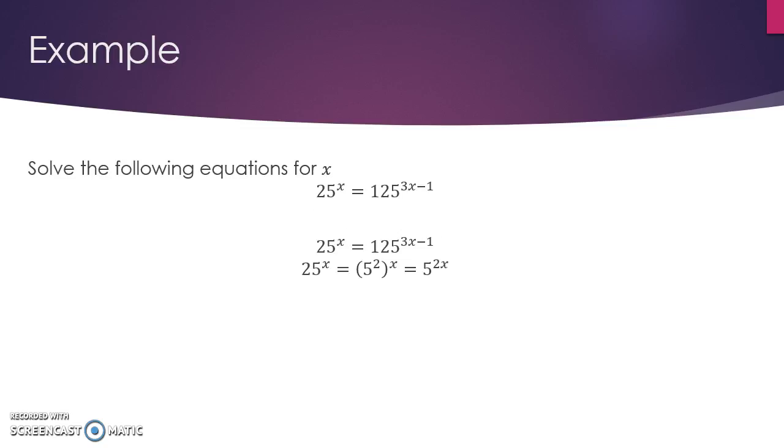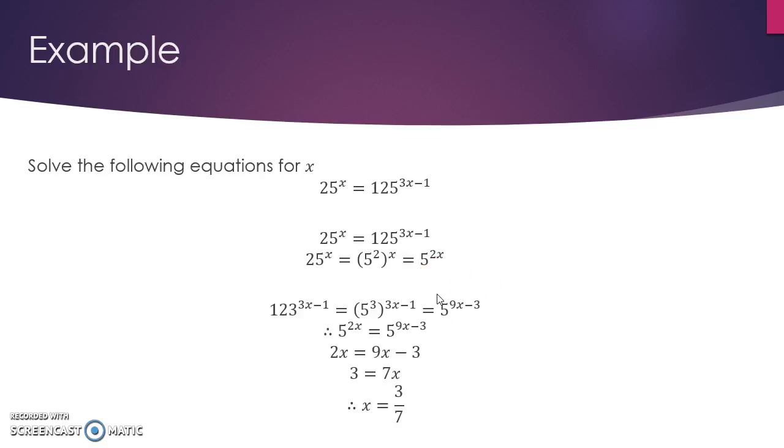So we've got 3 equations we're going to look at. The first is 25 to the power of x equals 125 to the power of 3x minus 1. Now for 25^x, we can rewrite 25 as 5 squared, so that equals 5 to the power of 2x. We're just using our index laws there. We multiply the indexes together. So we get 25^x equals 5 to the power of 2x.